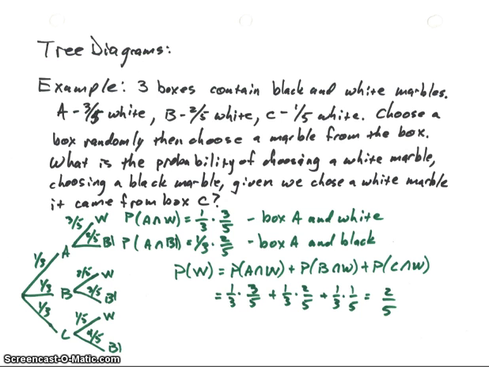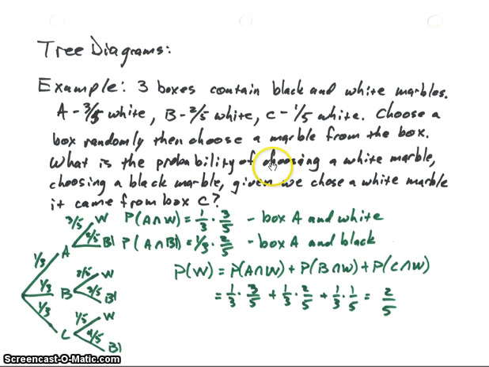Suppose we have 3 boxes and each of the boxes contain black and white marbles. The number or the percentage of white marbles in box A is 3/5. The percentage of white in B is 2/5, and in C is 1/5. Now for the experiment we're going to choose a box randomly, and then from that box we're going to choose a marble. We're going to answer these probability questions.